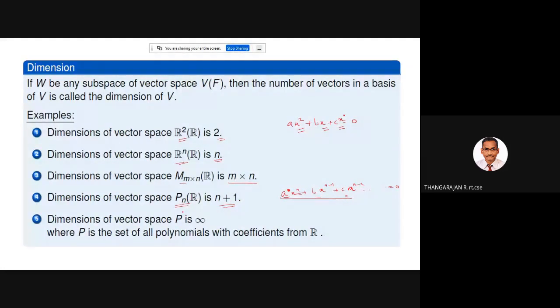Similarly, if we take the space of all polynomials, then it is infinity, because a polynomial can have degree up to infinity. Okay, right? So where P is the set of all polynomials with coefficients from the reals. So the dimension of a vector space of polynomials is infinite. So you can have infinite dimensions also.